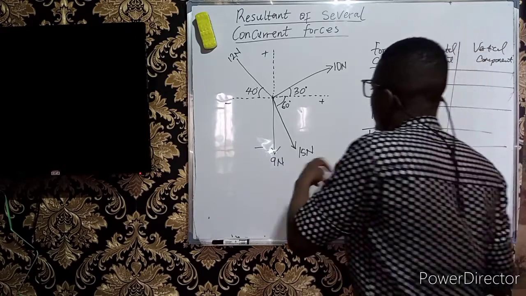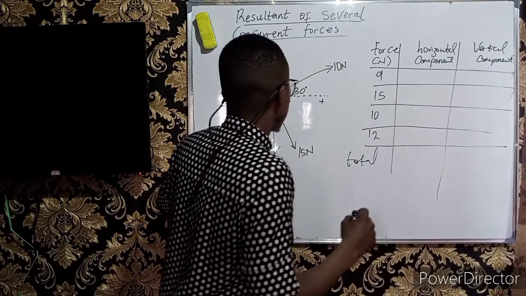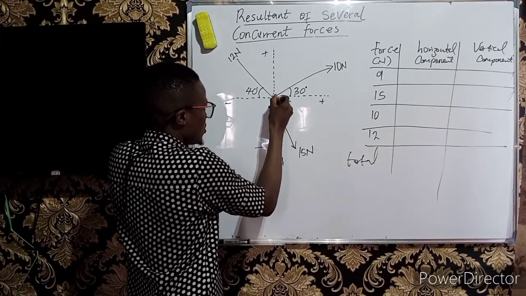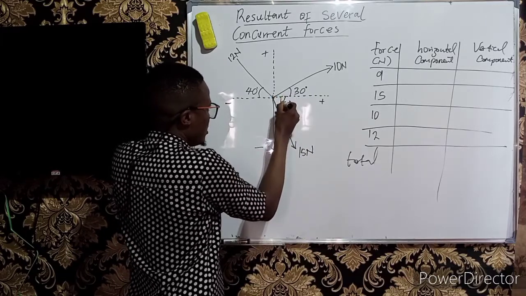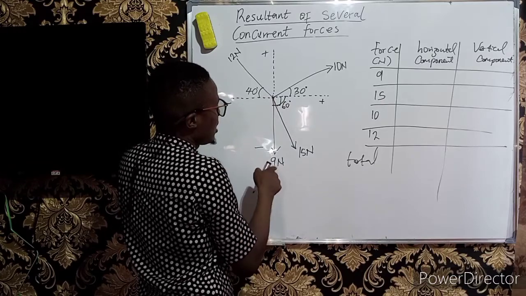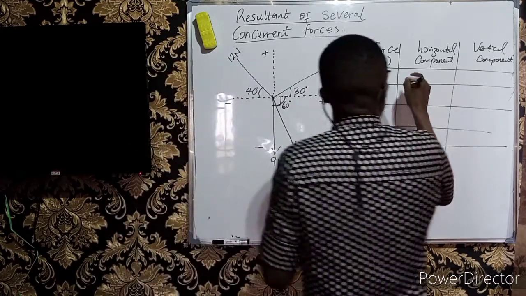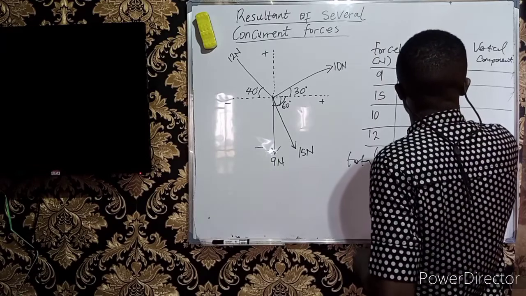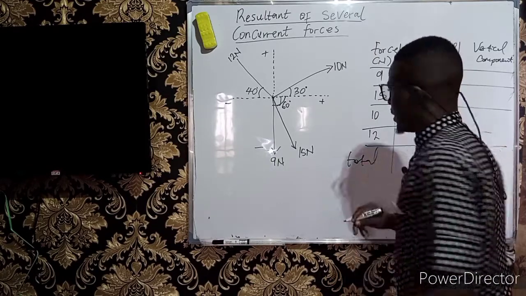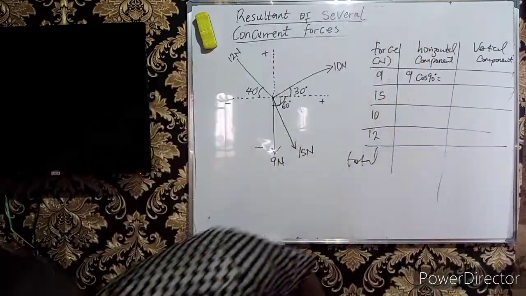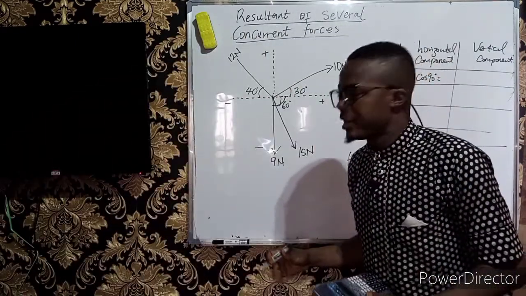Okay, so for the 9 Newton force, the angle to which it is inclining at the horizontal is 90 degrees, because look at the force here. The whole angle here is 90 degrees, so it is inclined at 90 degrees to the horizontal. So I'll have it as 9 cos 90 degrees. And again, you ask yourself, should it be positive or negative? That's the question you need to ask yourself. Should it be positive or negative?